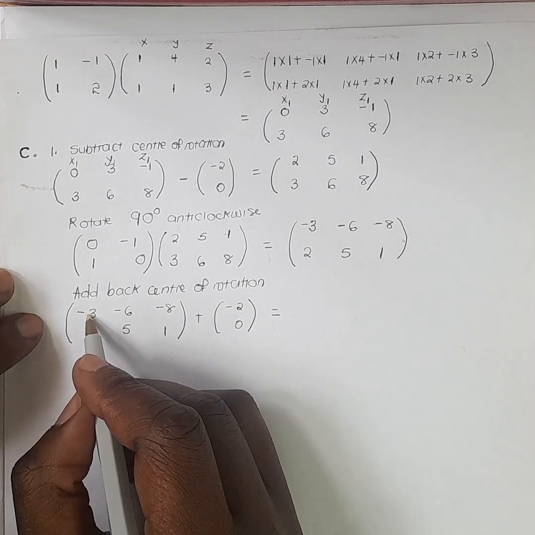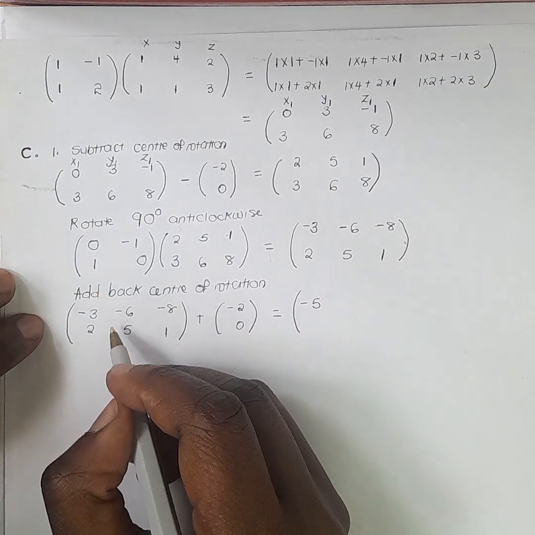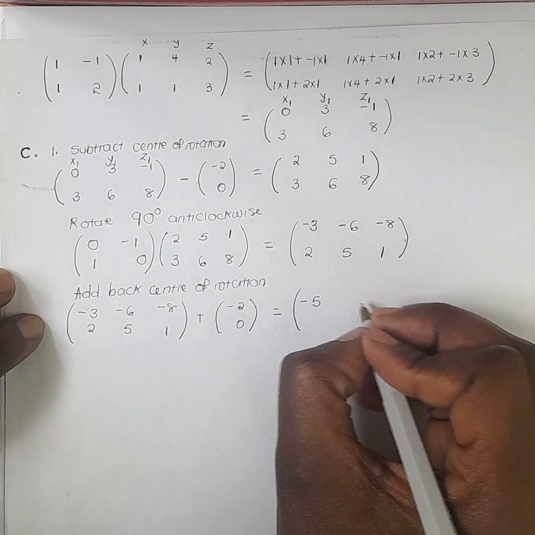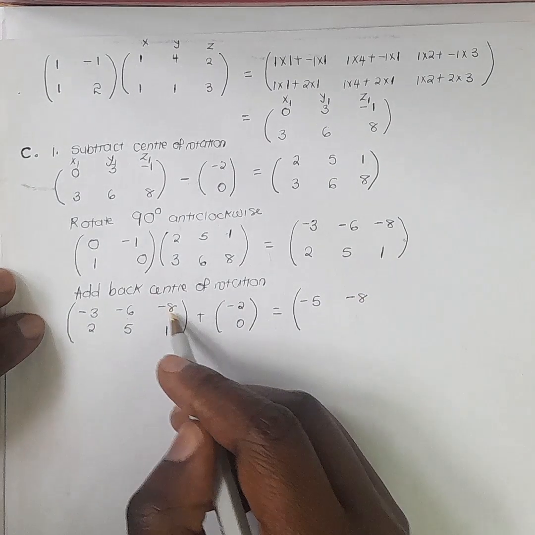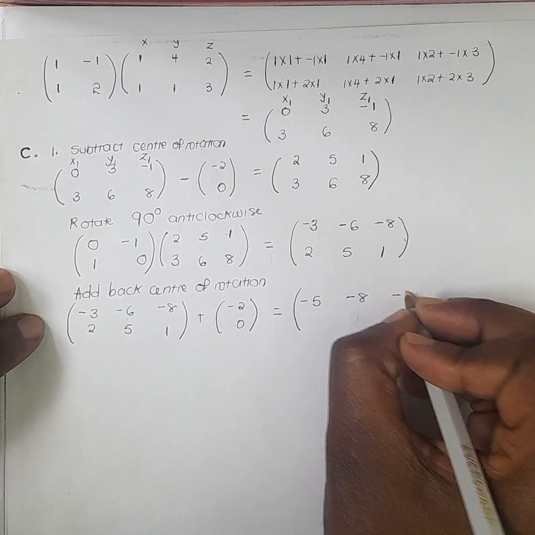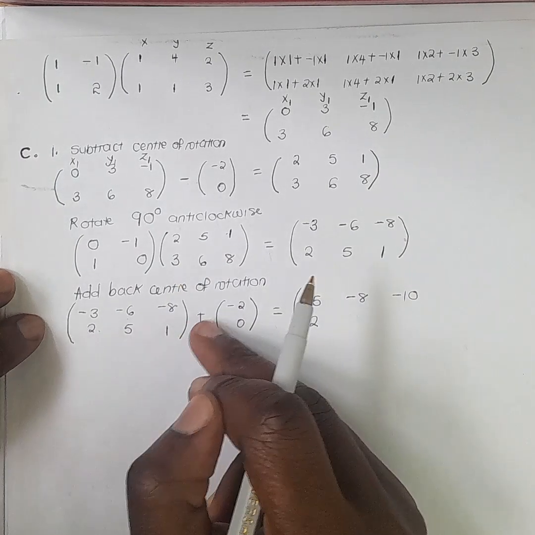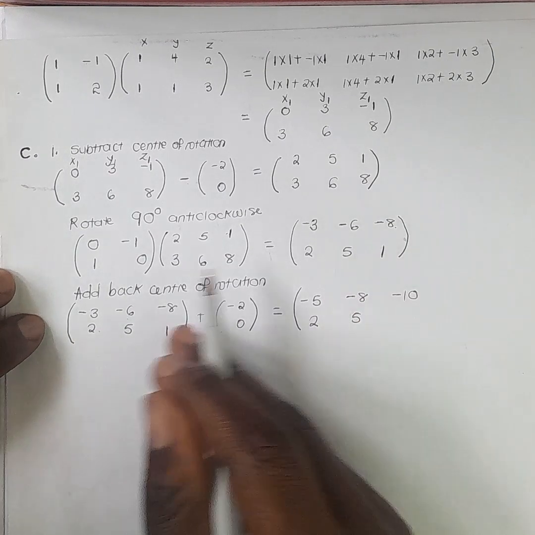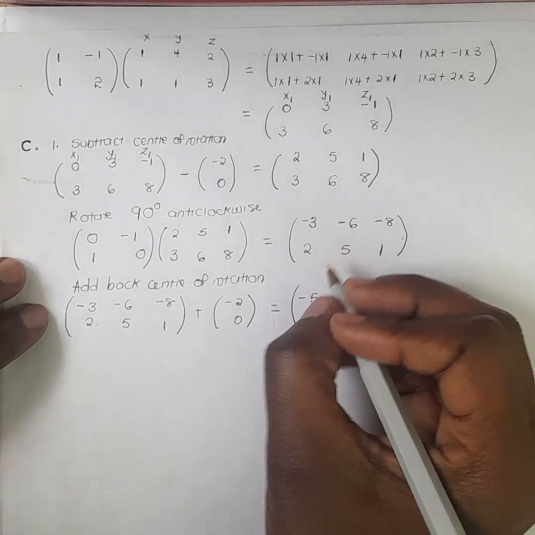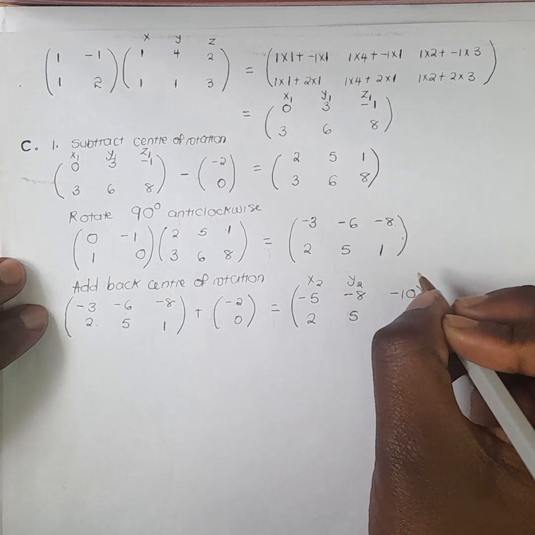After this step, we add the center of rotation. So minus 3 plus minus 2, we get minus 5. Minus 6 plus minus 2, we get minus 8. Minus 2 plus minus 2, minus 8 plus minus 2, we get minus 10. 2 plus 0 is 2. 5 plus 0 is 5. 1 plus 0 is 1. So we are going to plot the coordinates here. This is going to be our x2, y2, and z2.